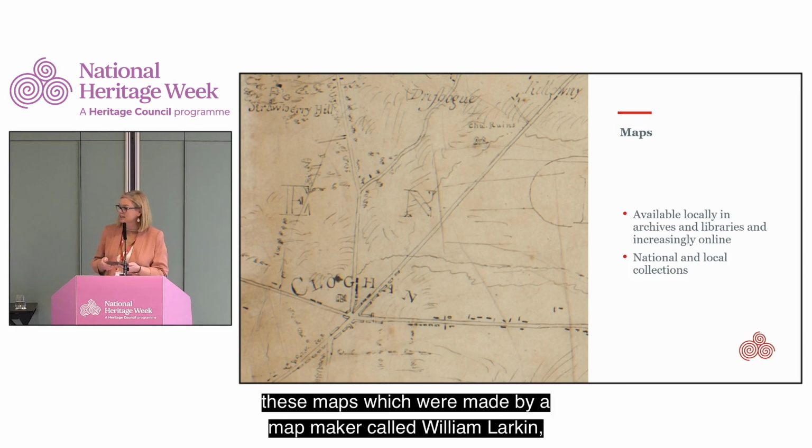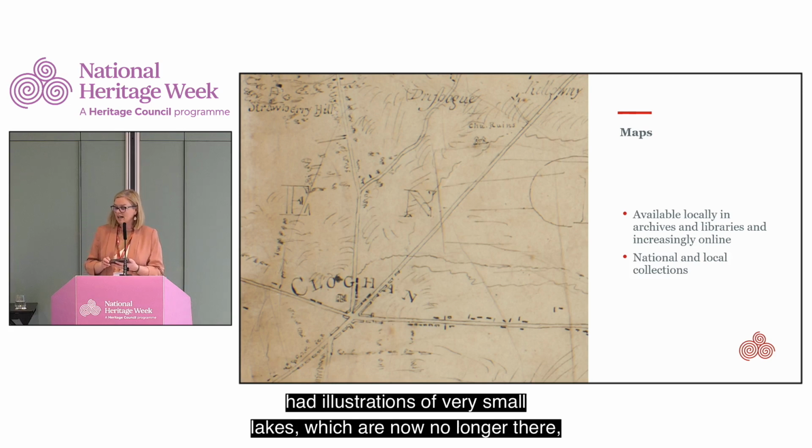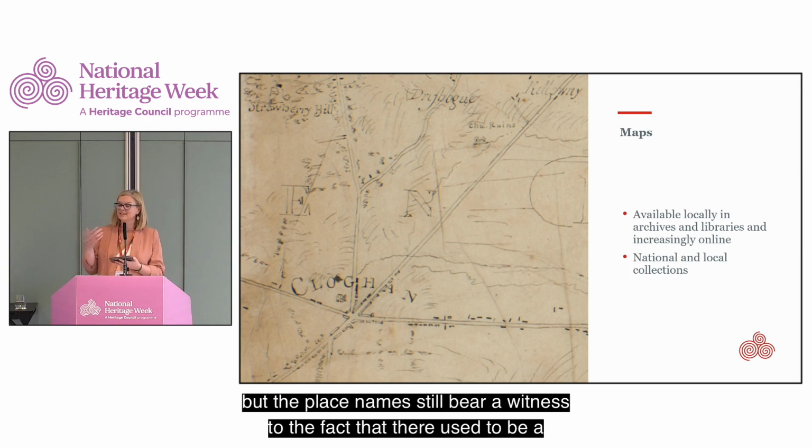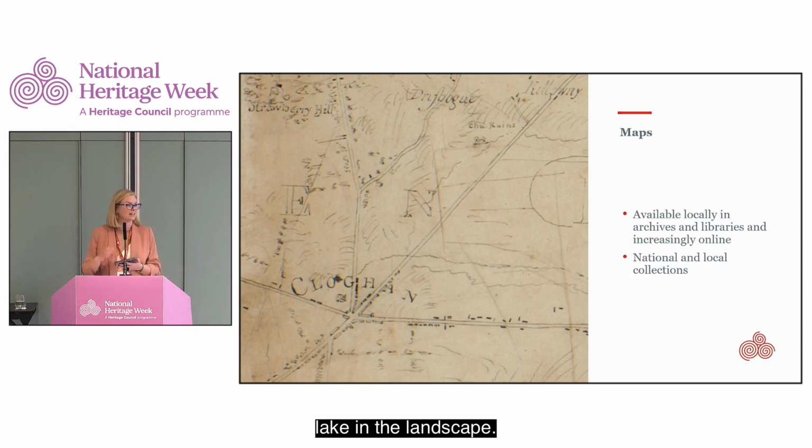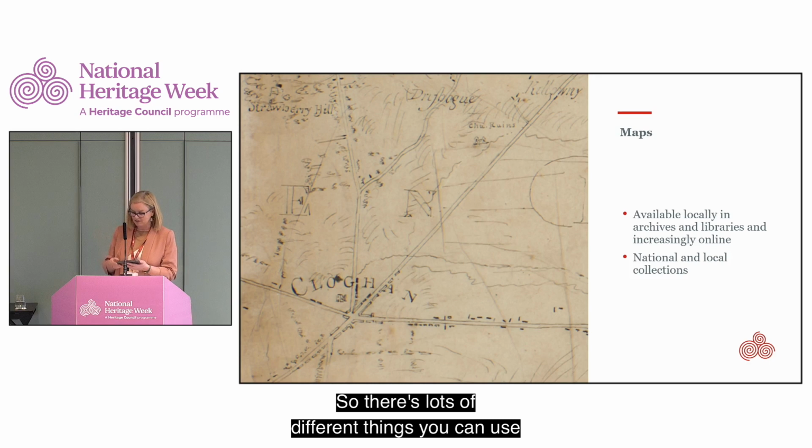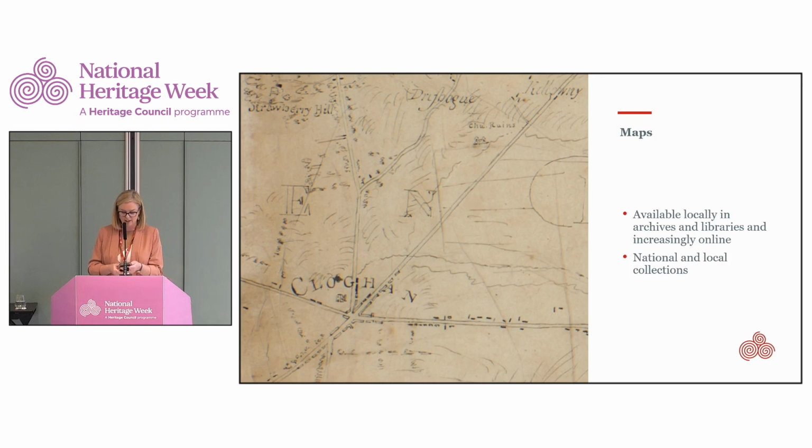In particular, these maps, which were made by a map maker called William Larkin, had illustrations of very small lakes, which are now no longer there, but the place names still bear witness to the fact that there used to be a lake in the landscape. So there's lots of different things you can use. You can use maps to illustrate.